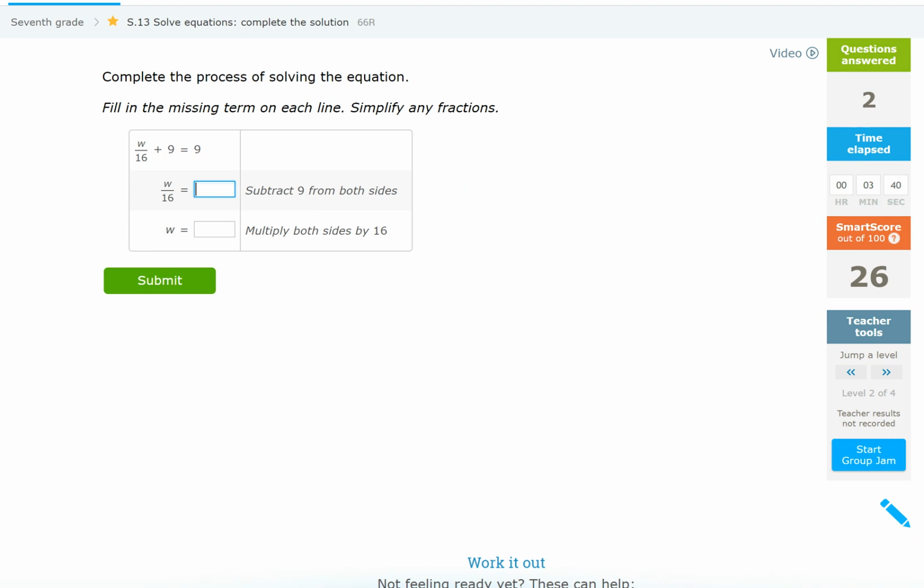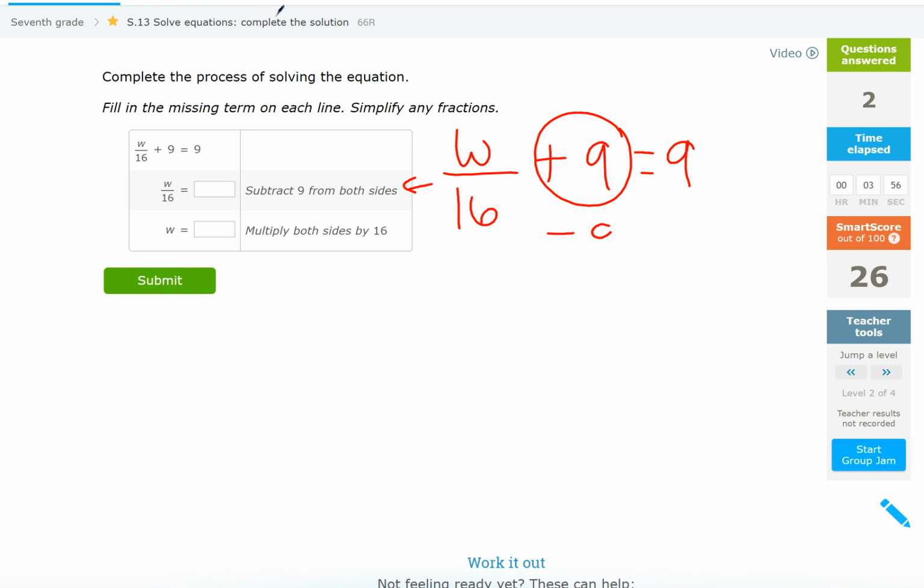Doing one more at this level. W over 16 plus 9 equals 9. Okay, so what we're going to do first is get rid of the 9 like we always do. And they tell you to do that, you're going to subtract 9 from both sides. Subtract 9 from both sides, those cancel. W over 16 is equal to 9 minus 9, which in this case is actually 0, right? And that's okay. So from there, we should be saying that W over 16 equals 0.